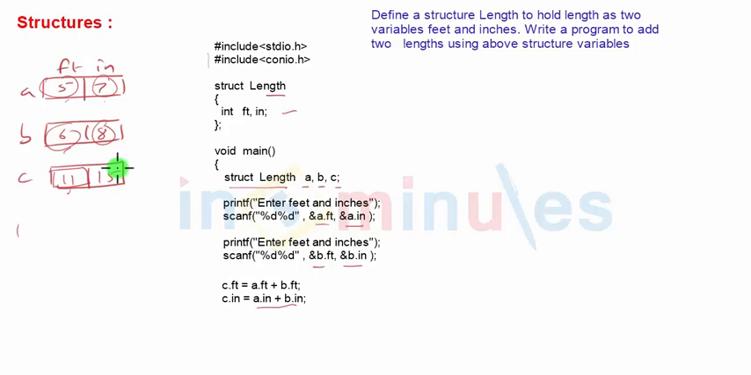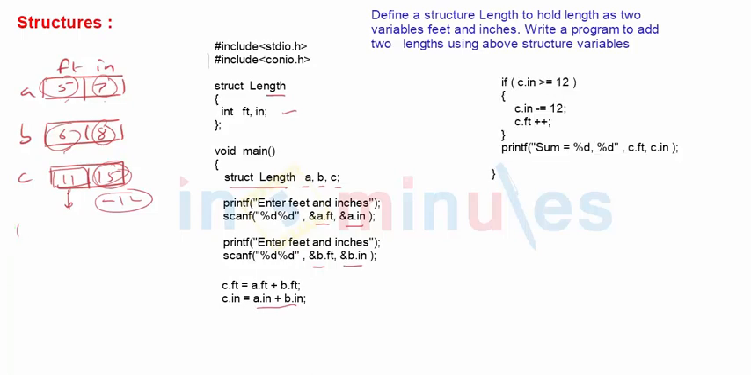Okay, so we got the sum, but the sum is not proper according to measurement system, so we need to adjust it. How to adjust it? If the inches go beyond or equal to 12, then we need to adjust the feet also. We need to subtract 12 from inches and increment feet by 1. So 11 feet 15 inches is actually 12 feet 3 inches. That we have to adjust.